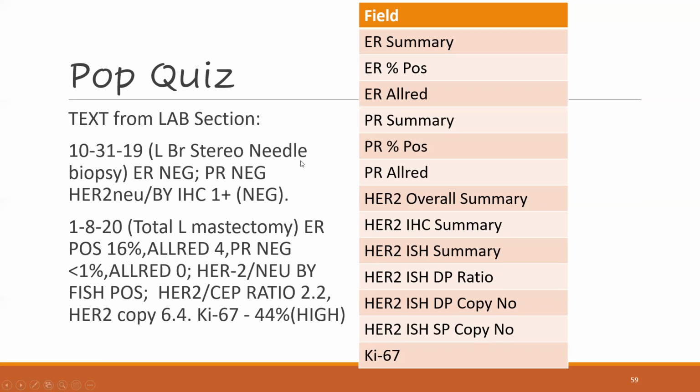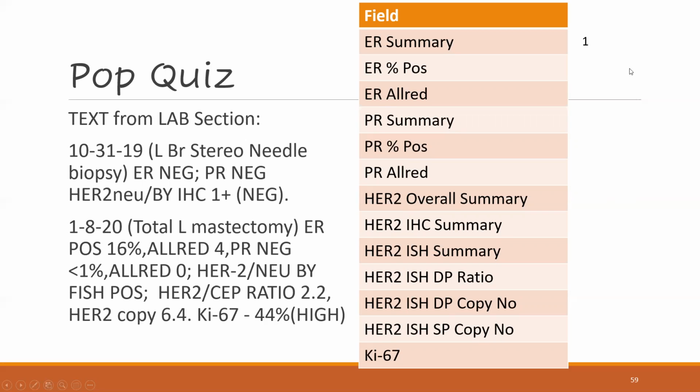So the ER/PR was negative on a stereo needle biopsy. When they did the mastectomy, the ER was positive and the PR was negative. So we are going to take the positive over the negative. We have one tumor here. We don't have multiple tumors, so we don't have to worry about the size of the tumor. We know this is the same tumor, single tumor. So our ER summary is positive.